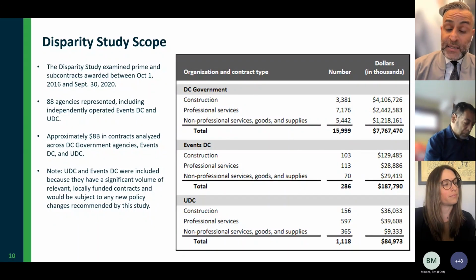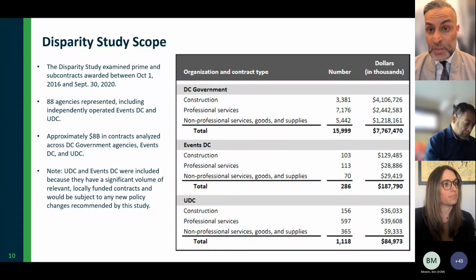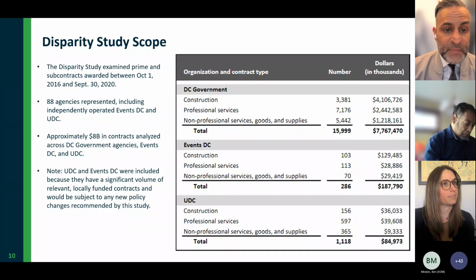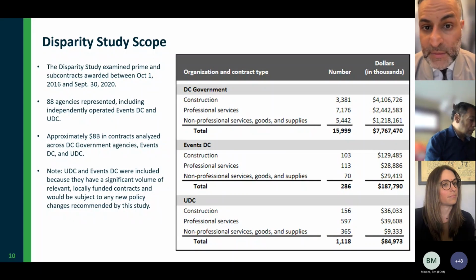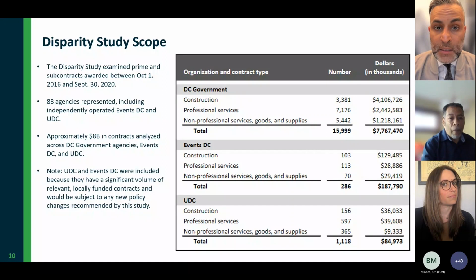Our presentation today is going to focus exclusively on results for DC government in particular, but I would encourage you to take a look at the disparity study report, where we also discuss results for Events DC and the University of the District of Columbia separately. But today we want to focus on the core disparity study results for DC government and the agencies that fall under DC government's authority in terms of contracting and procurement.